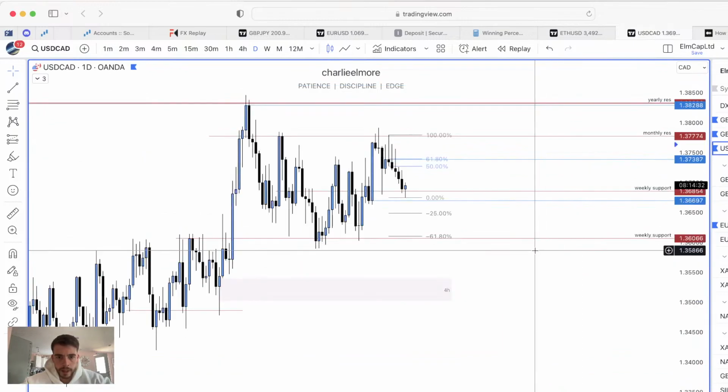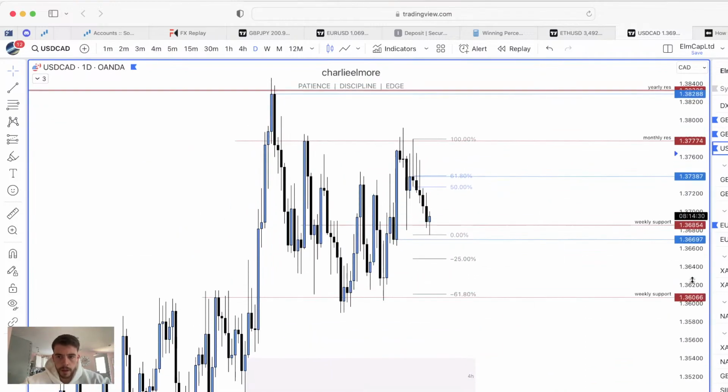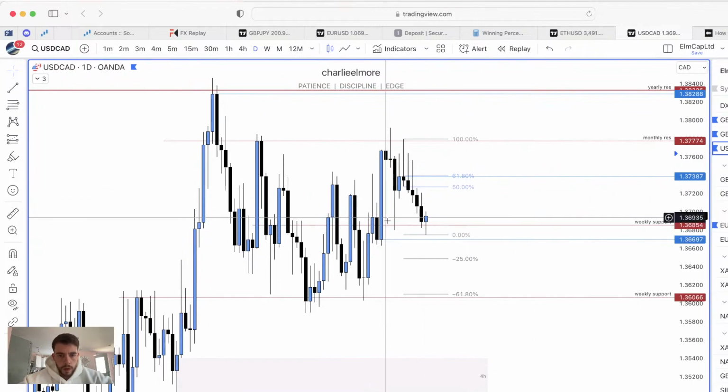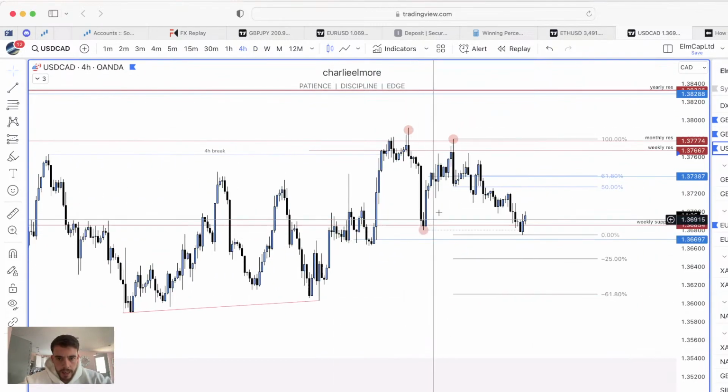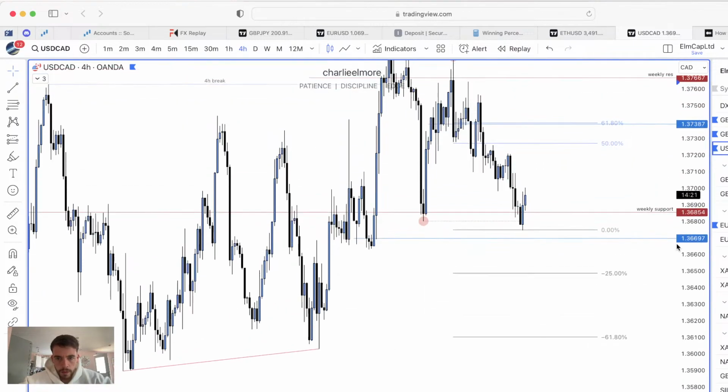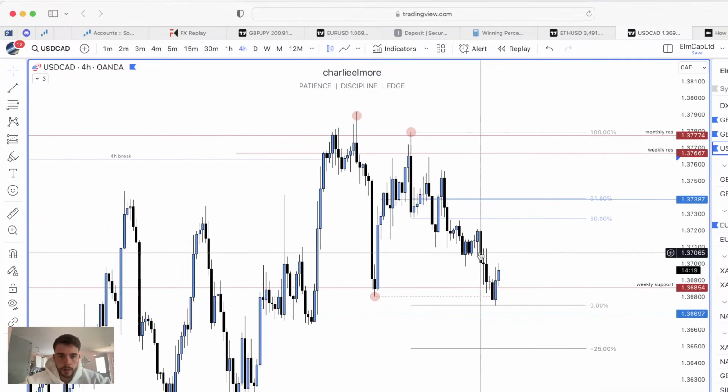On the USD CAD currency pair, what we've done is, if we remember, I was saying about if this low is to be taken, then this would be a confirmed 4-hour bearish structure. Well, we've done just that.